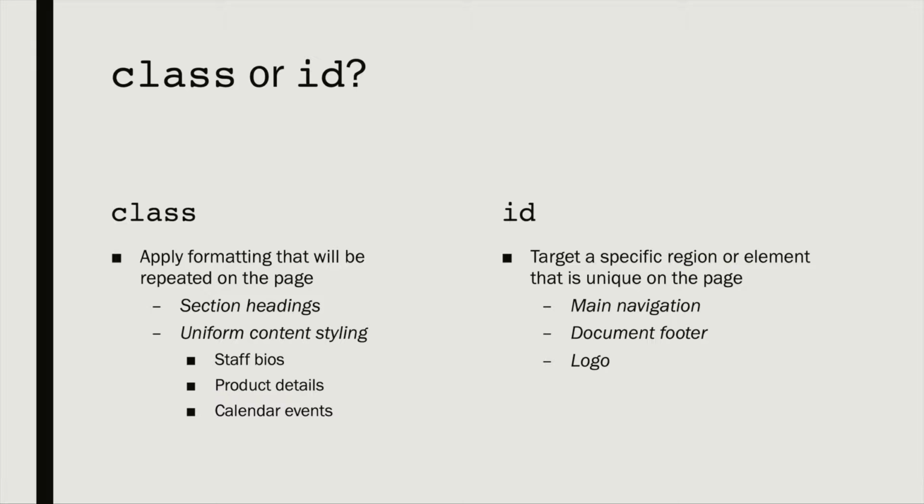So when it comes to using a class or an ID, you should know these specific items in order to determine which one to use. For a class, you are applying formatting that will be repeated on the page, such as section headings and uniform content styling. For example, staff bios, product details, or even calendar events. An ID targets a specific region or element that is unique on the page, such as main navigation, your document footer, or even a logo. Again, classes can be used multiple times, whereas IDs should only be used once per page.